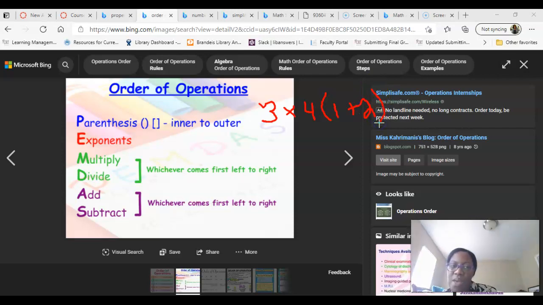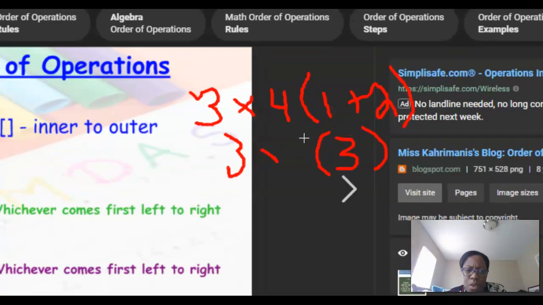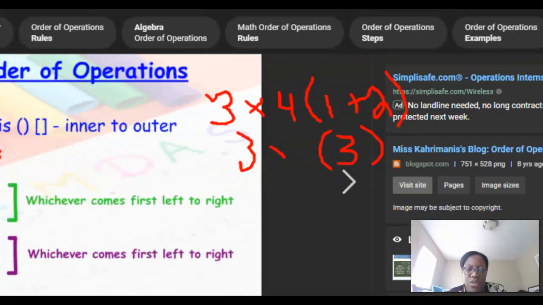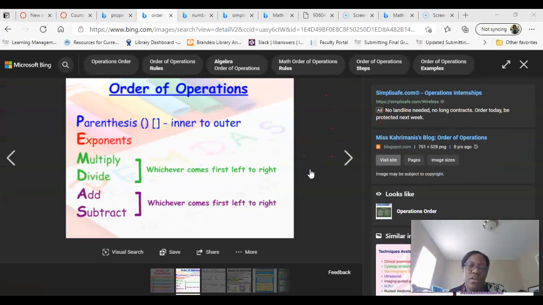Now, according to what we know about PEMDAS, we do know the parentheses needs to be done first. What is 1 plus 2? 1 plus 2 should be 3. Put that back in parentheses. And then you have 3 times 4. Okay, let's try it again. For some reason, it keeps zooming in. Let's try one more time.